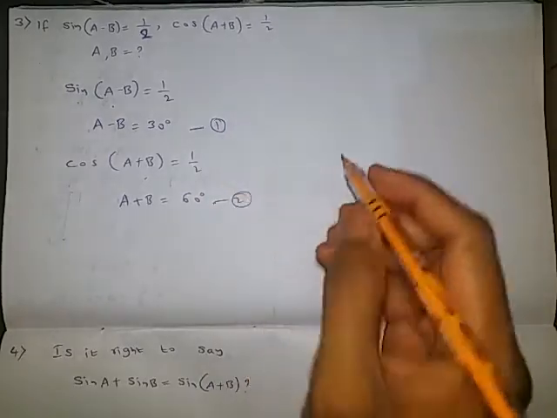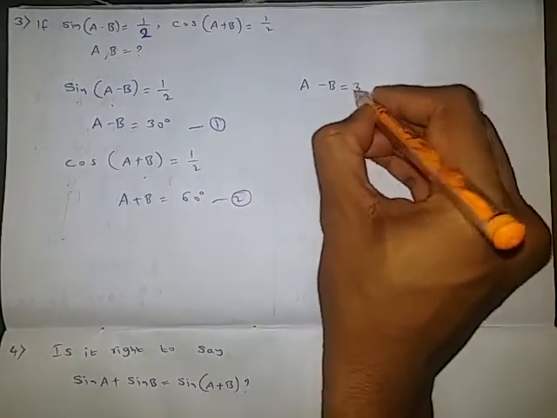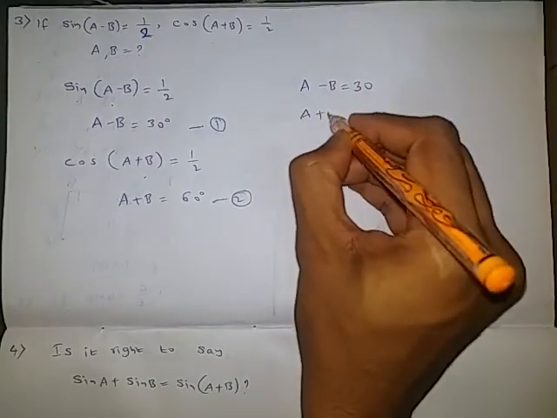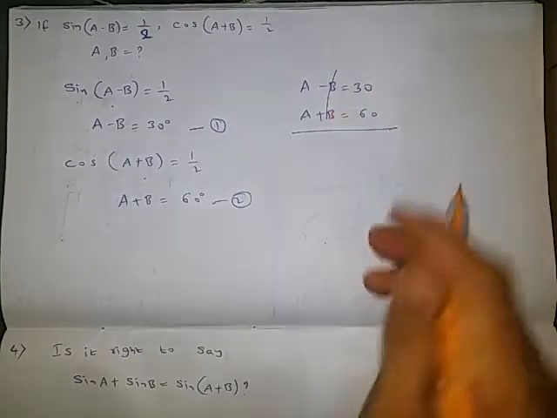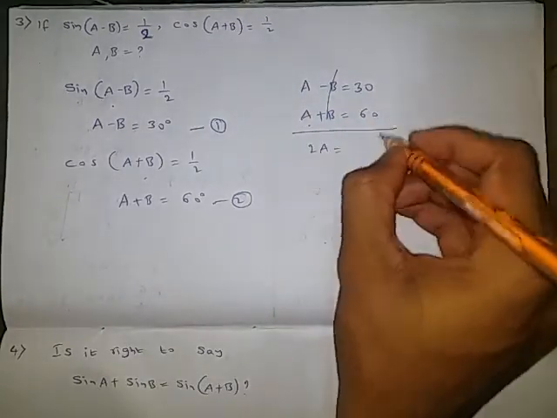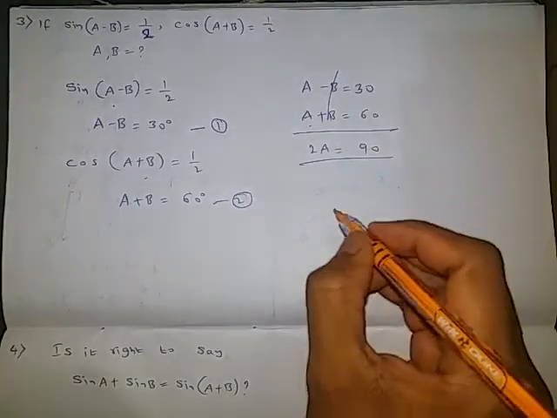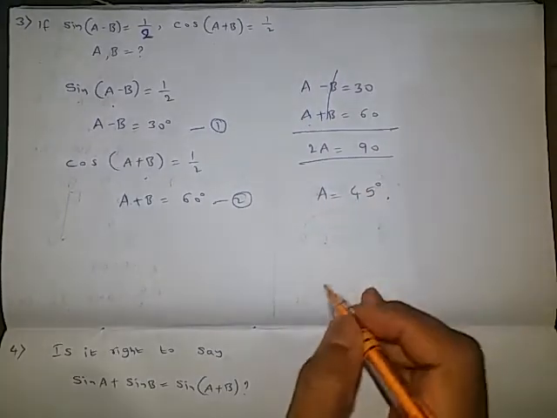Now let us solve these two equations. Those are a minus b is equal to 30 and a plus b is equal to 60. Minus b plus b will get cancelled. A plus a, 2a is equal to 30 plus 60, 90. So we will get a is equal to 45 degrees.